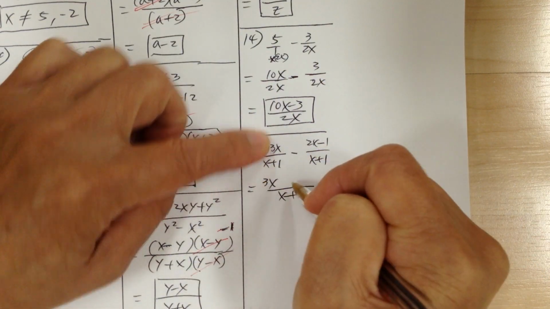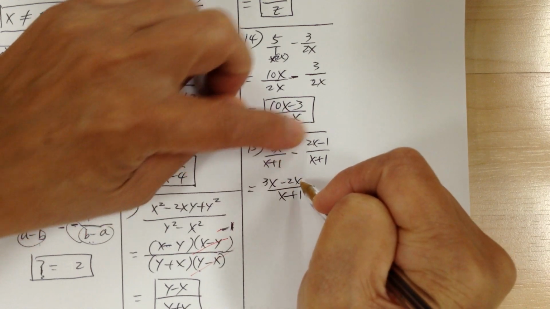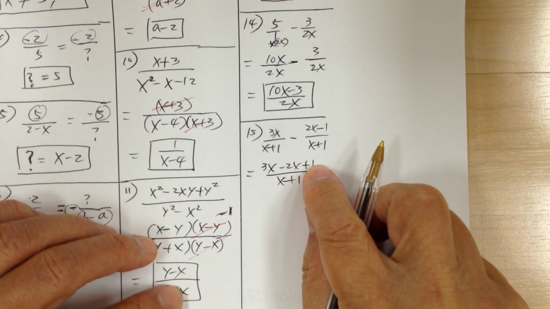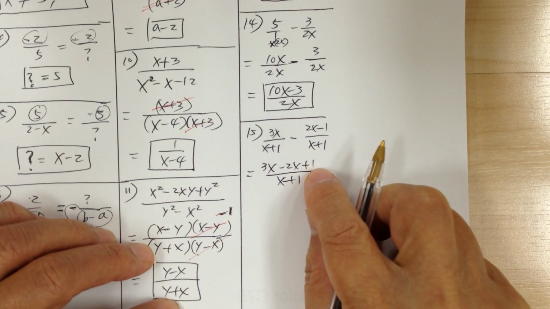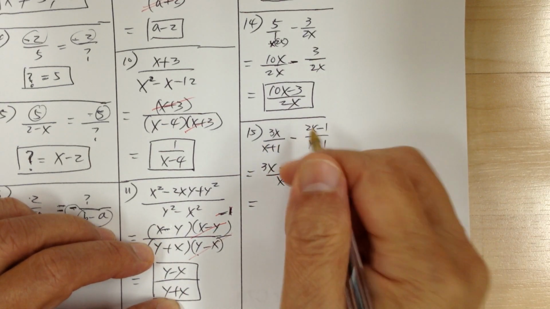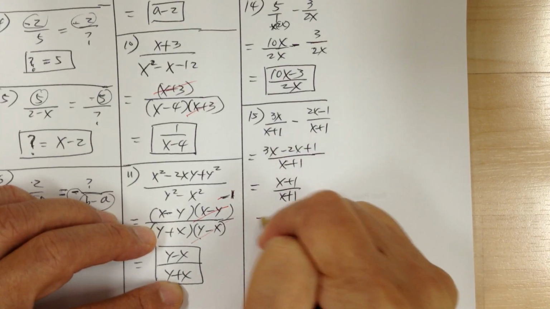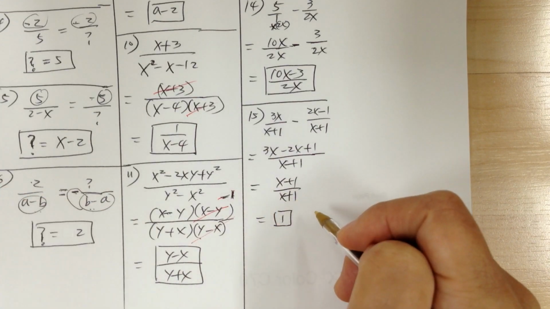So you're going to get 3x minus 2x, minus negative 1 becomes plus 1. Okay, so watch out for this one over here. This is where most people will make mistakes. Okay, so you combine the like terms, you're going to get x plus 1 over x plus 1, and so this will equal 1.